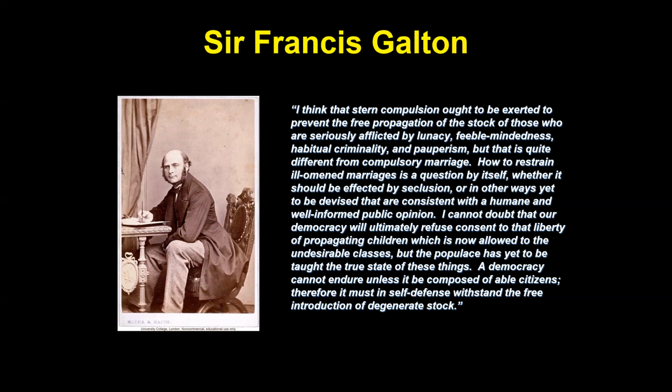But that is quite different from compulsory marriage, right? "How to restrain ill-omened marriages is a question by itself, whether it should be effected by seclusion or in other ways yet to be devised that are consistent with a humane and well-informed public opinion. Whatever that may be, I cannot doubt that our democracy will ultimately refuse consent to that liberty of propagating children, which is now allowed to the undesirable classes. But the populace has yet to be taught the true state of these things."